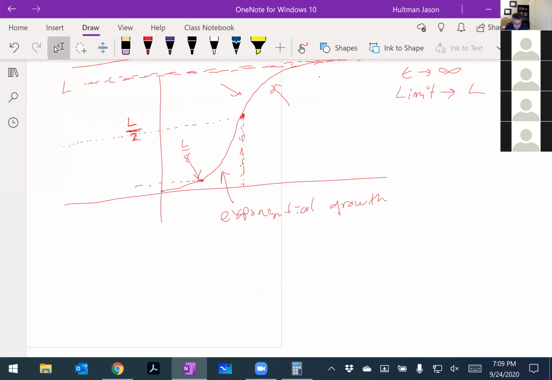This is the logistic growth model. Okay? The population growth that has a limiting value.